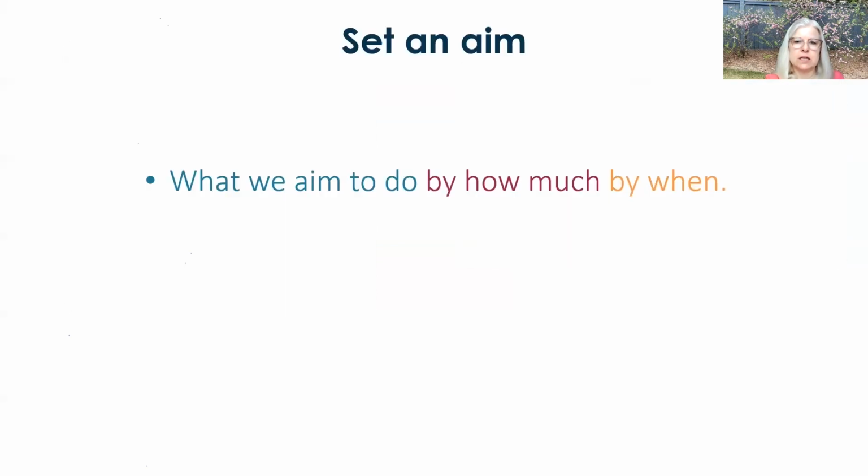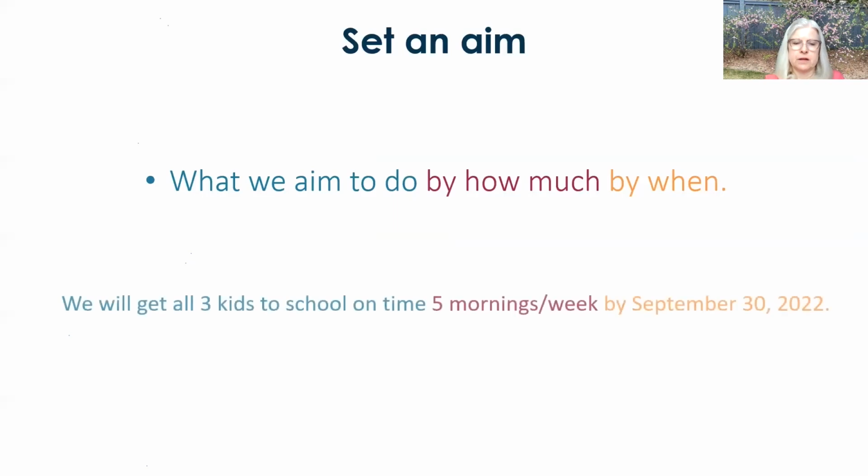So the first thing is we need to set an aim. The aim is very similar to a SMART goal, for those of you familiar with SMART goals. So what are we aiming to do, by how much, by when? For getting the kids to school on time, we will get all 3 kids to school on time, 5 mornings a week by September 30th, 2022. So there's a date, there's an amount.